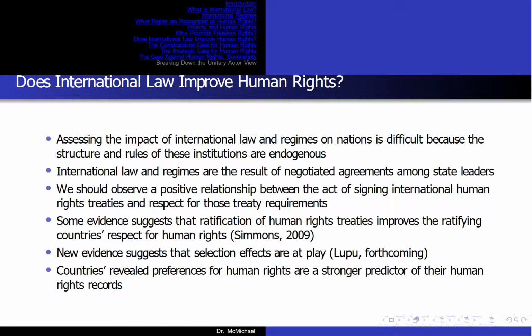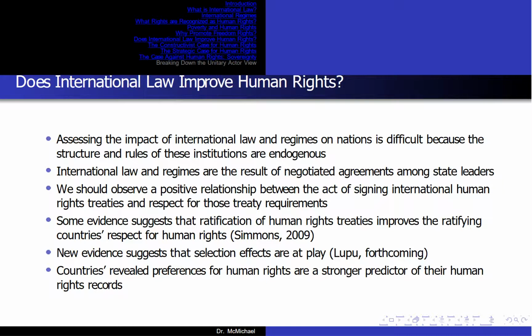Does international law improve human rights? Assessing the impact of international law and regimes on nations is difficult because the structure of rules of these institutions are endogenous. International law and regimes are the result of negotiated agreements among state leaders. We should observe a positive relationship between the act of signing international human rights treaties and respect for those treaties' requirements. Some evidence suggests that ratification of human rights treaties improves the ratifying country's respect for human rights.